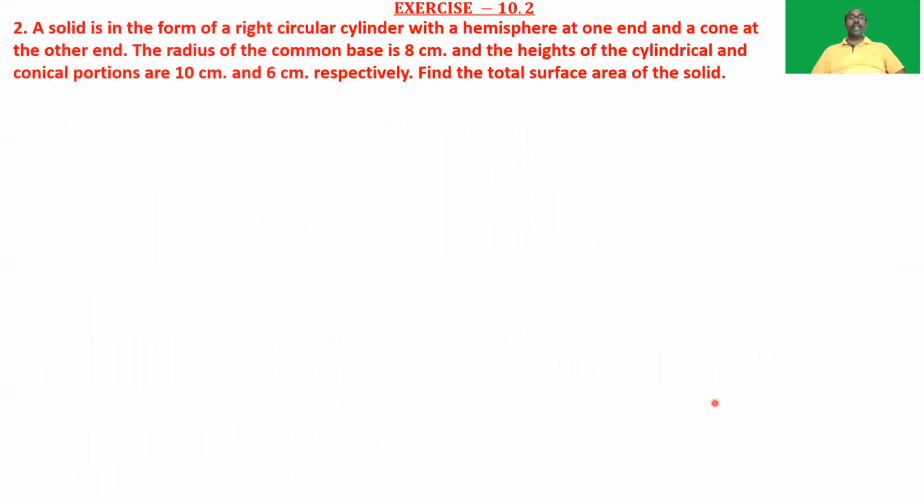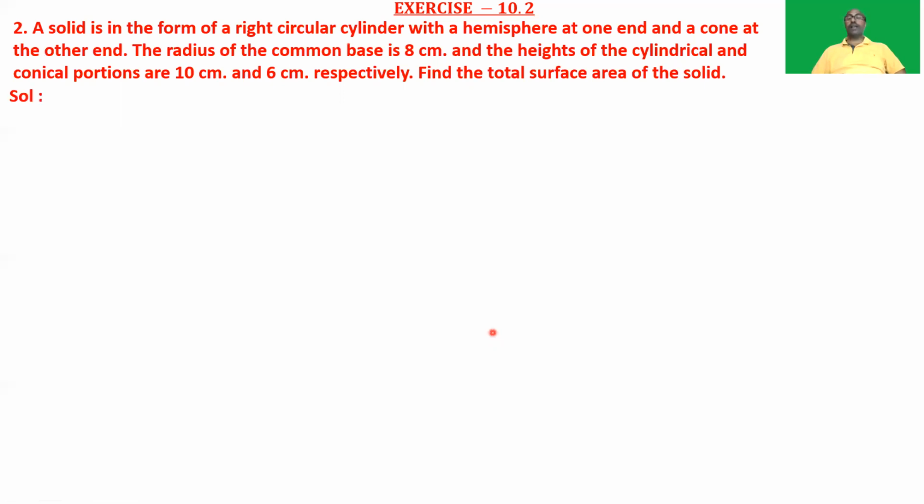A solid is in the form of a right circular cylinder with a hemisphere at one end and a cone at the other end. The radius of the common base is 8 centimeter. The heights of the cylindrical and conical portions are 10 centimeter and 6 centimeter respectively. Find the total surface area of the solid.